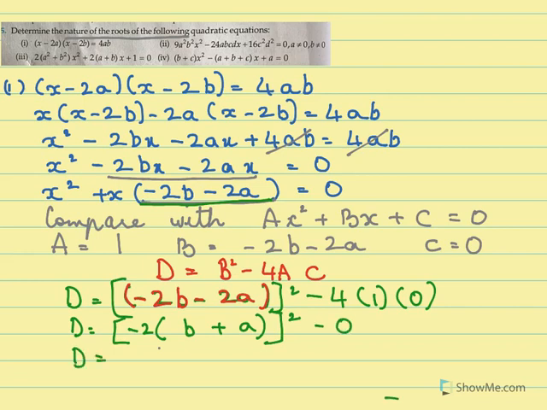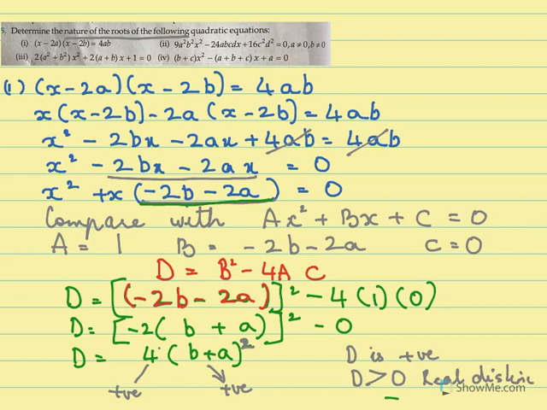So D equal to, now it's minus 2 the square, that means 4 times b plus a the whole square. Now if you examine this, we see that 4 is definitely positive, and b plus a the whole square will also be positive because a square is always positive. So we can conclude now D is positive, which means D is greater than 0. So roots are real and distinct. Just to go over it, this minus 2 and minus 2, I've taken common out as minus 2. So what remains inside is b plus a.